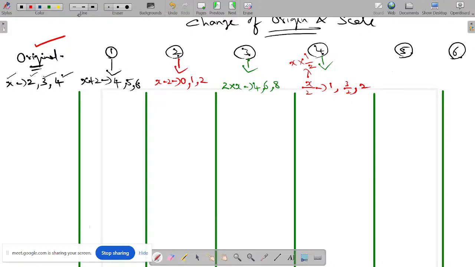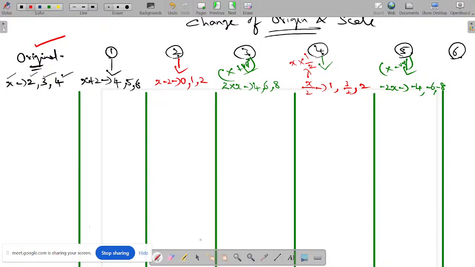Then fifth case. Here I am multiplying by a positive value, but now I am going to multiply by a negative value. What happens? Same 2 I take it, but instead of plus 2 I take minus 2. So this is minus 2 into x. What will happen? 2 into minus 2, minus 4, minus 6, minus 8.